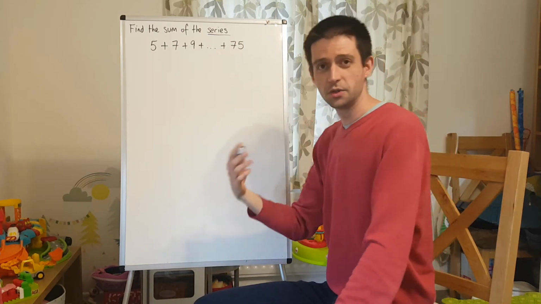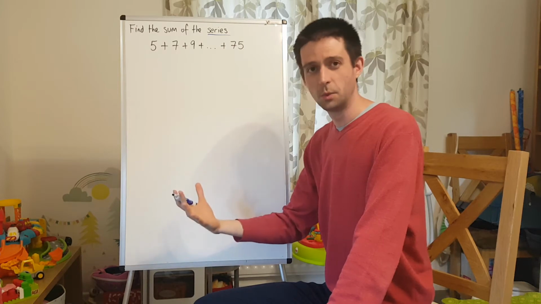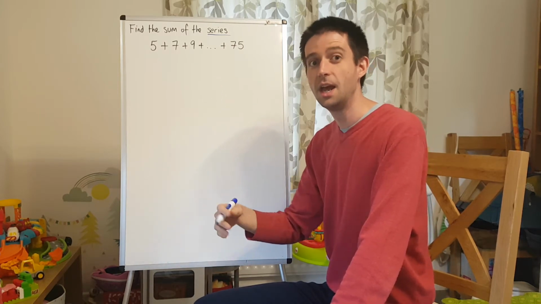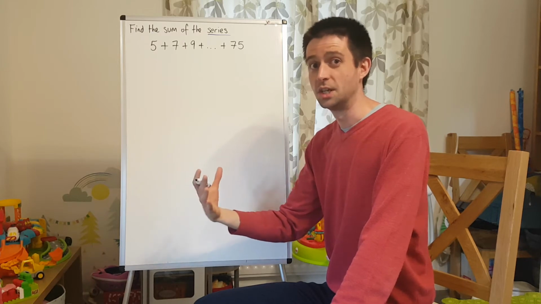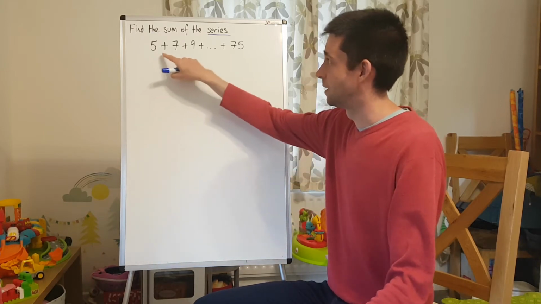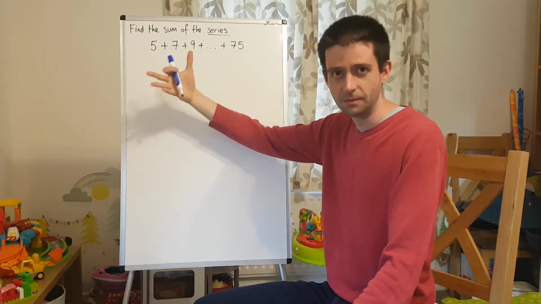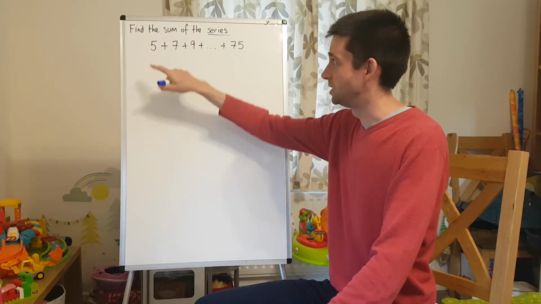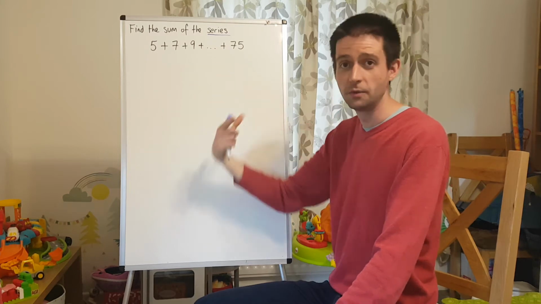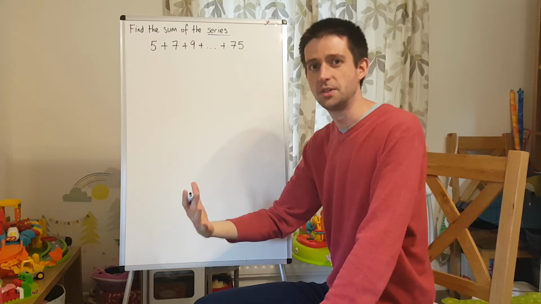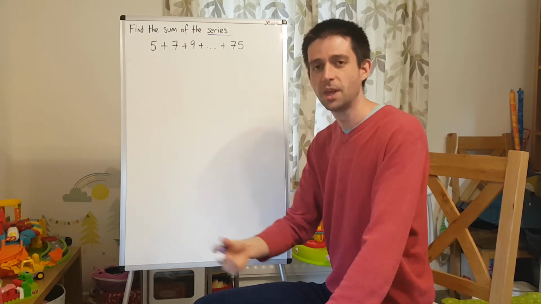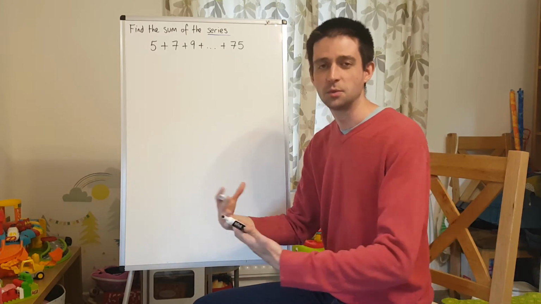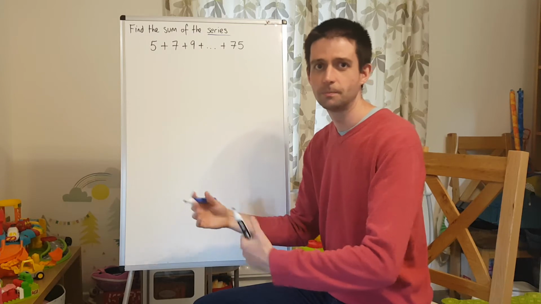Just a quick word on series. I've used the word sequences, I'm now using the word series. They are technically two different things. A sequence is just the list of numbers, so 5, 7, 9, 11, etc. A series is actually a sum, so it's when we're finding the sum of the terms of a sequence. So the sum of the terms of a sequence is a series. Sequence, series, they're used interchangeably, don't worry too much about it, but that's why we have those different terms.